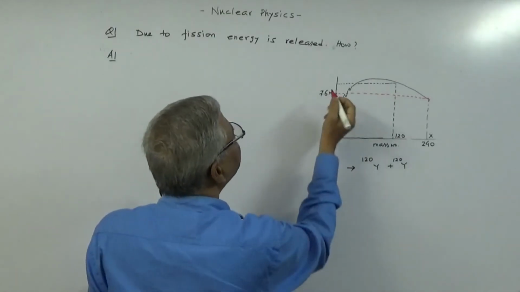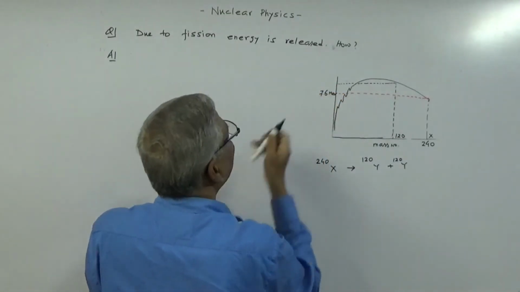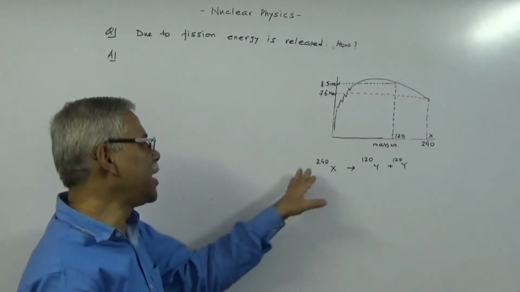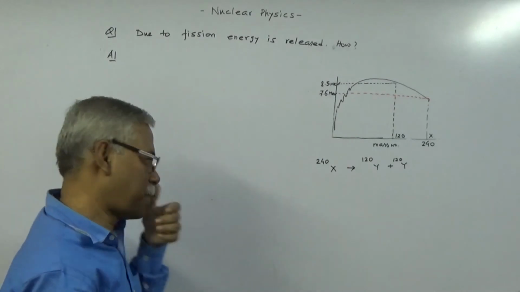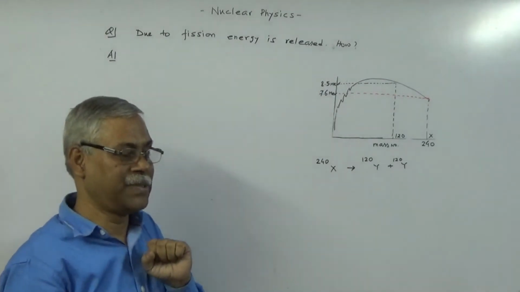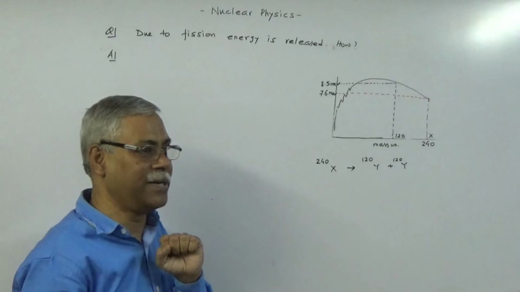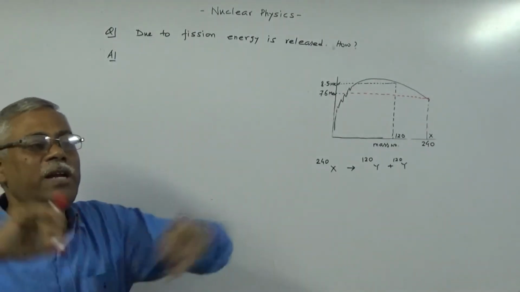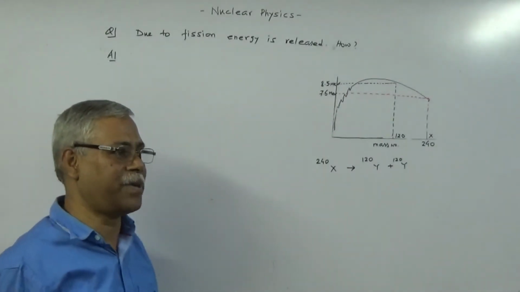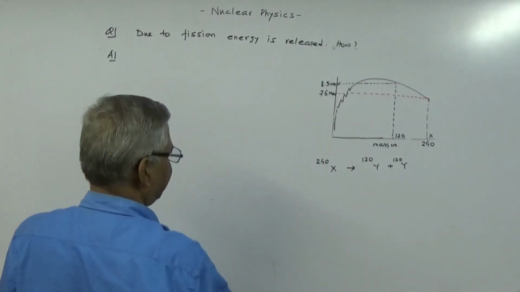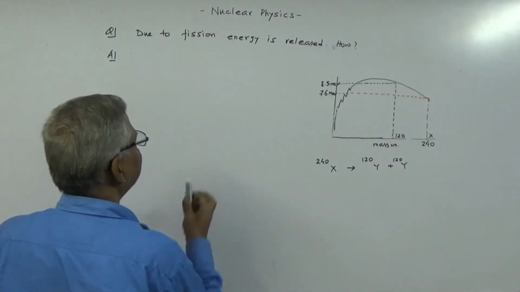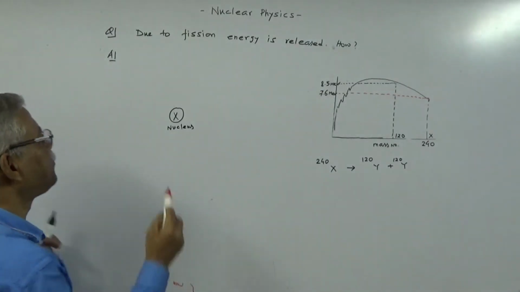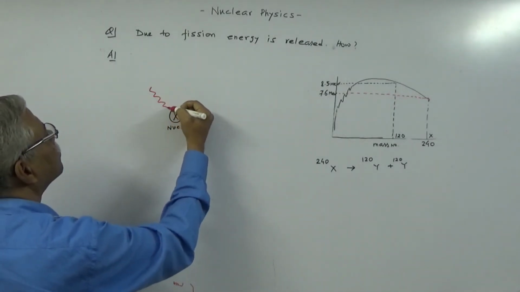What is the value? 8.5. So how much energy do you have to supply to split this? We have already defined binding energy. That is the minimum energy that you have to supply to split a nucleus and send all its constituents to infinite separation. So consider a nucleus of X. How much energy will you have to supply?